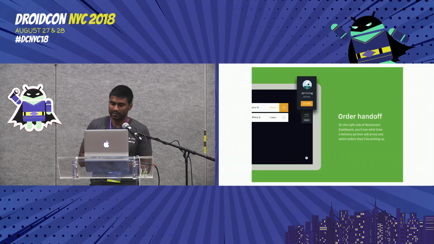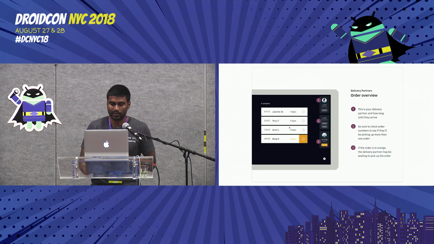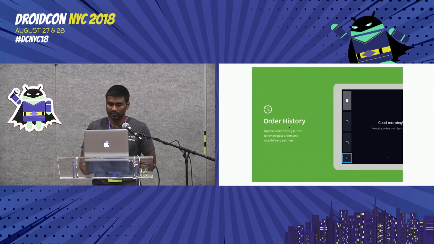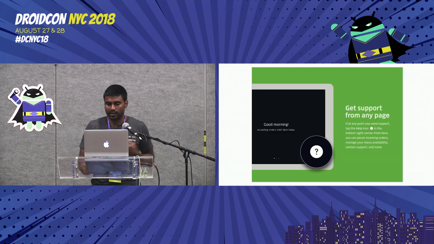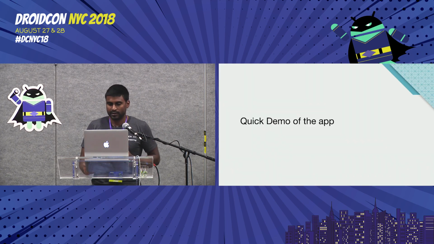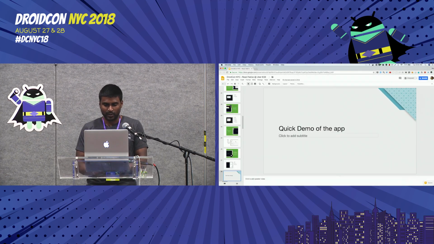Order handoff is another part of the app where you can tell which courier is arriving and what meal goes to them. So order numbers and things like that need to be super accurate. And then you can see the order history. You can get support.